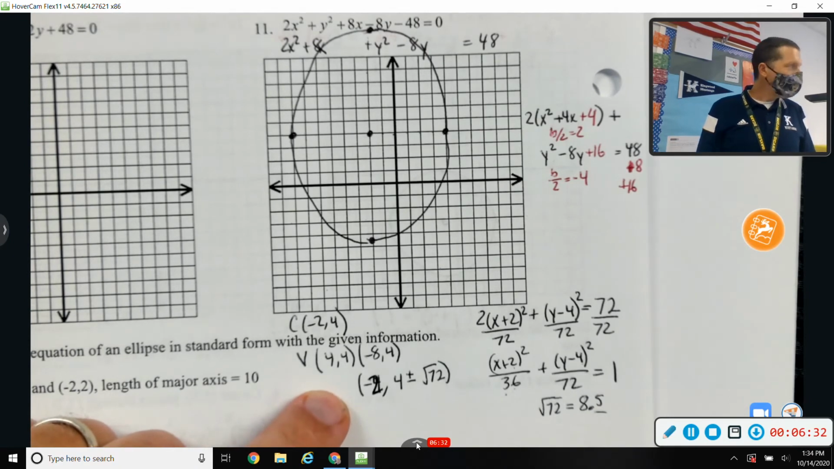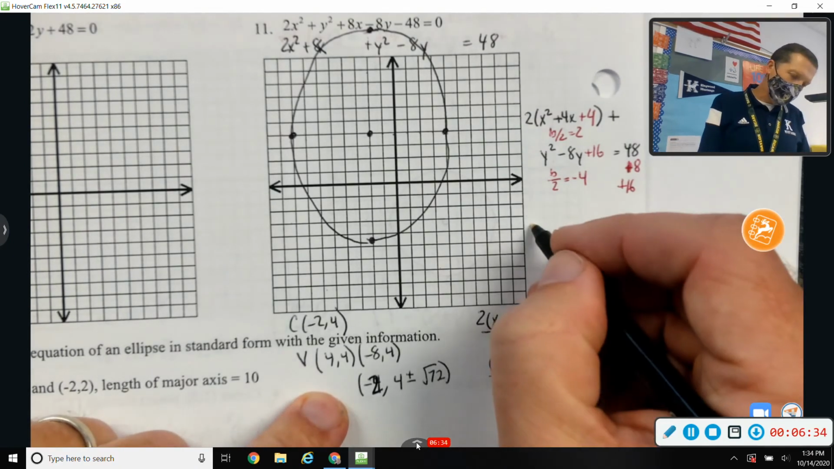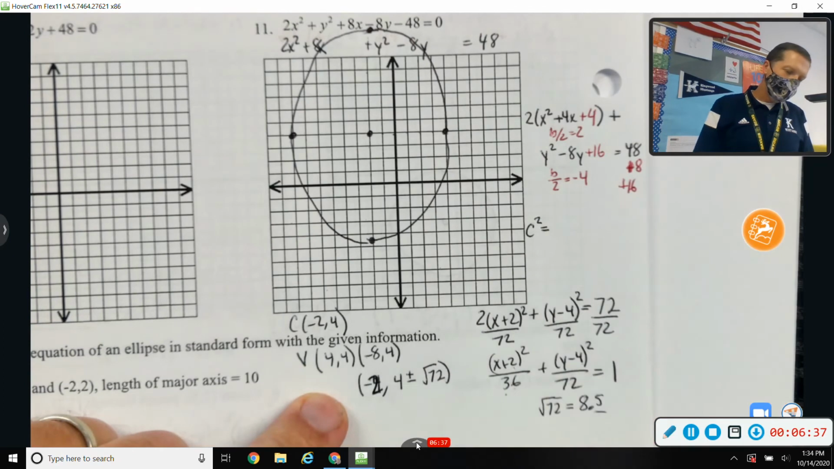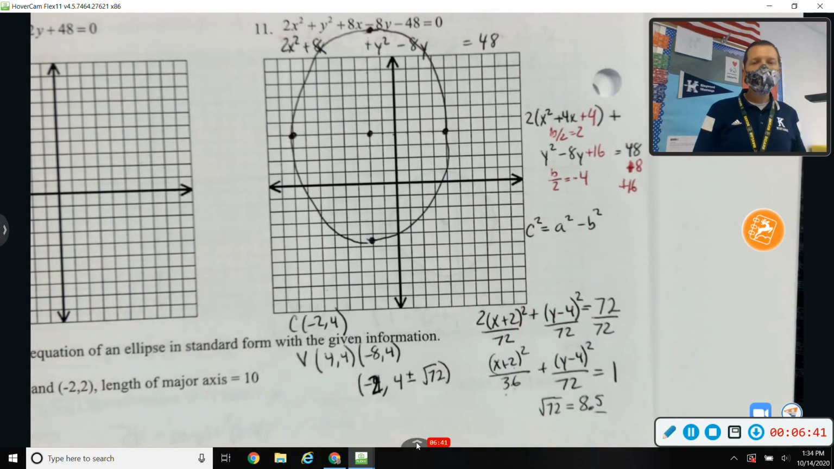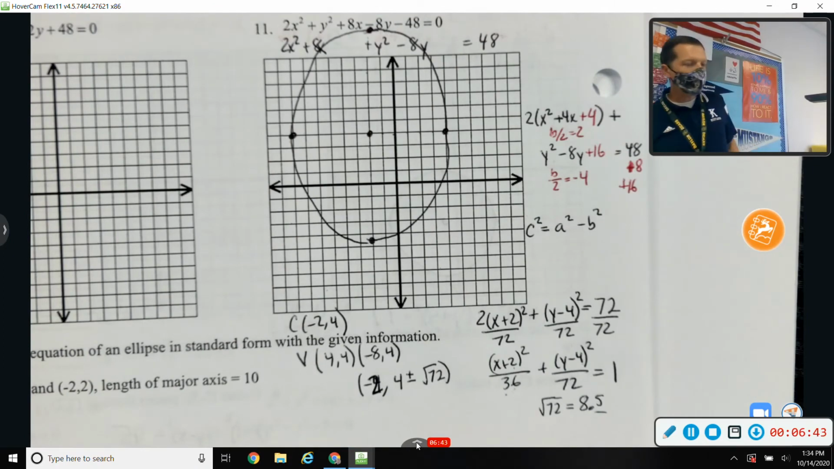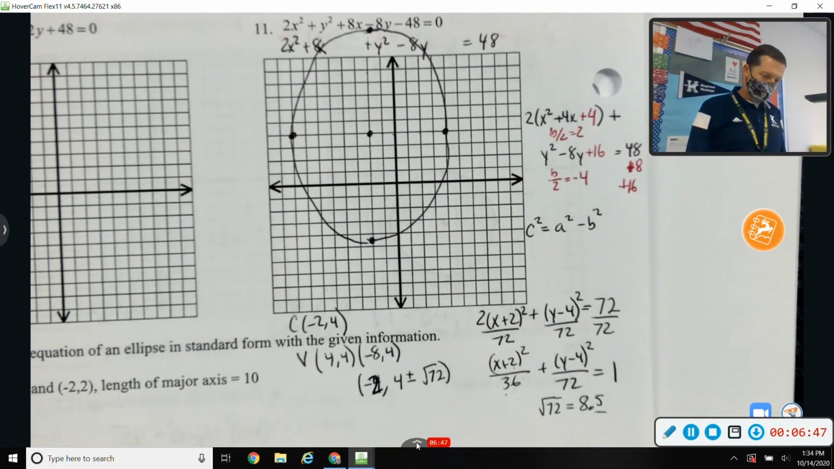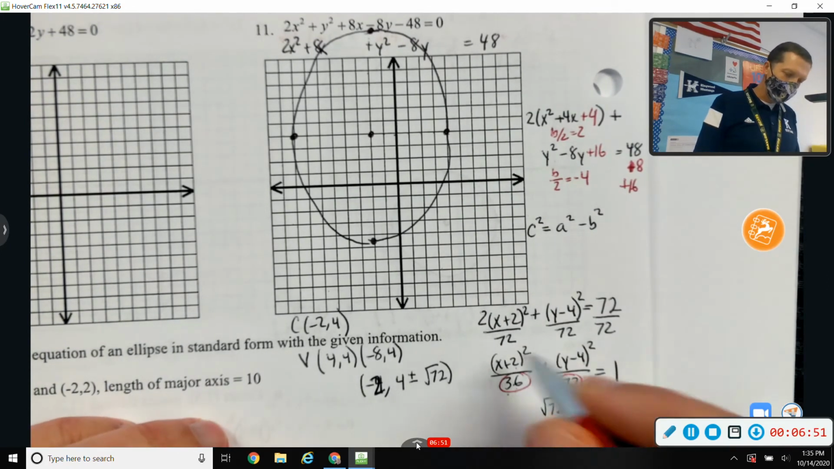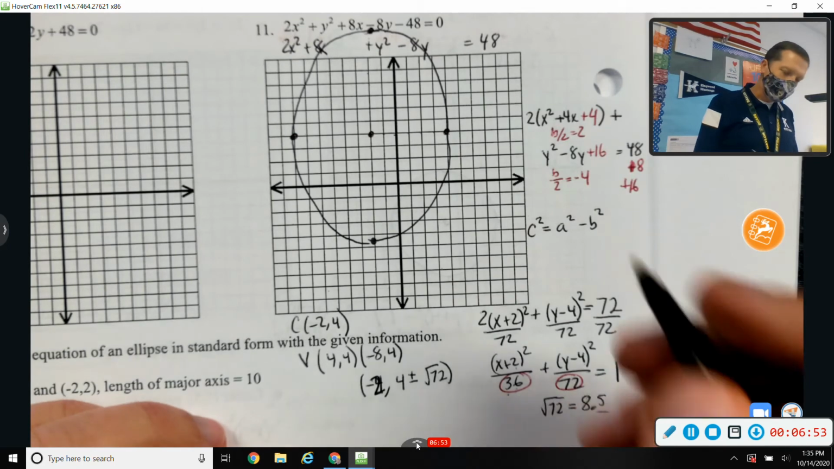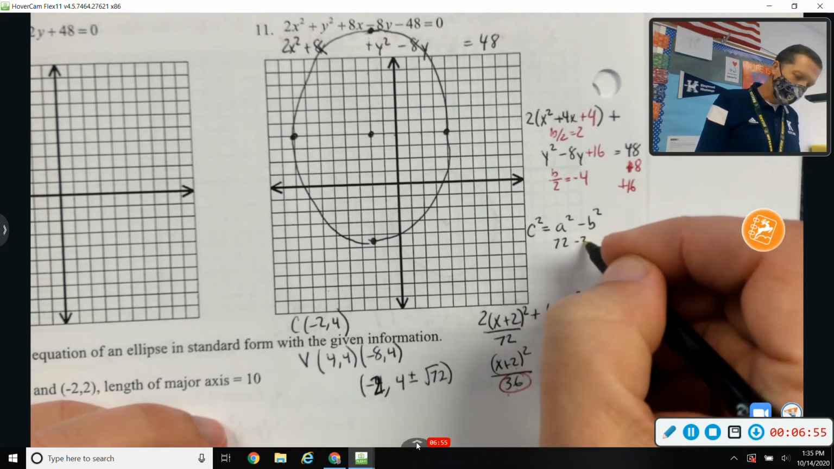Foci and eccentricity. Well, foci has to do with c squared equals a squared minus b squared. Here's where it matters which one is a and which one is b. But even still, it doesn't. You're not going to get confused because you got to do the big one minus the little one. So it's got to be 72 minus 36.